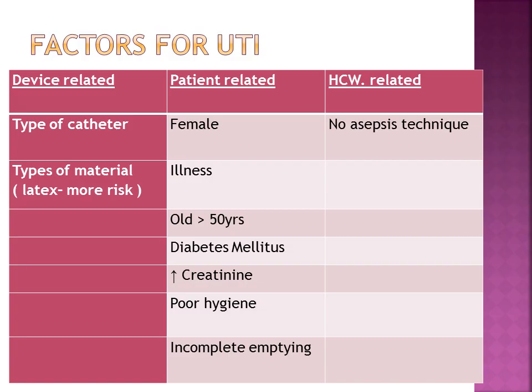Then patient related. Female patients are more prone for the urinary tract infection. Then if illness is present, the fever or any other infection, then it is causing urinary tract infection. Old age, that is more than 50 years of age, are more predominantly involved in UTI. Then patient having diabetes mellitus, raised serum creatinine, poor hygiene of the genital tract or incomplete emptying. So these are the patient related factors.